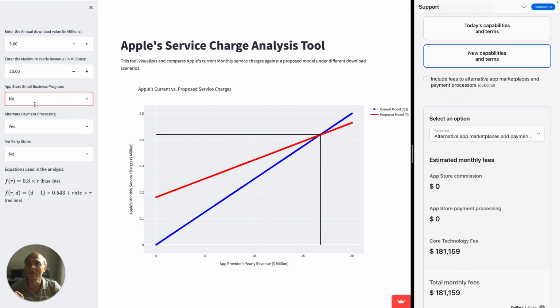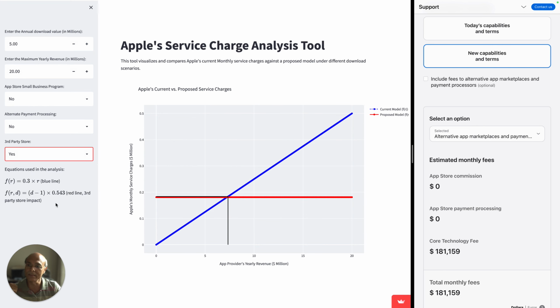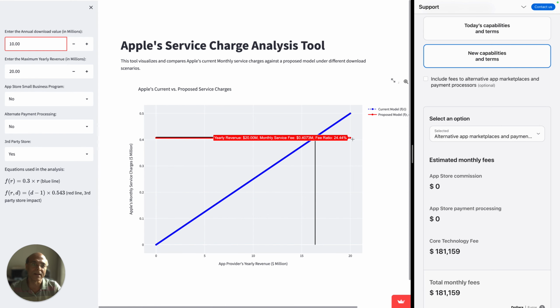Let me show you again so that you understand what I am talking about. If I click yes here, which is third-party app store, these equations are going to change because this now only has the C component and the revenue share is gone. This is the red line. And as I increase the downloads, make it 10 million here, you see how the red line changes. Look, it has gone up. Now you got 24.44%, right? So it does not depend on your revenue, but it depends upon how many downloads you are getting.